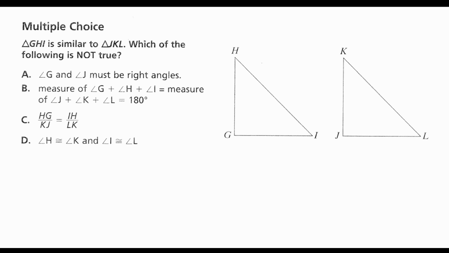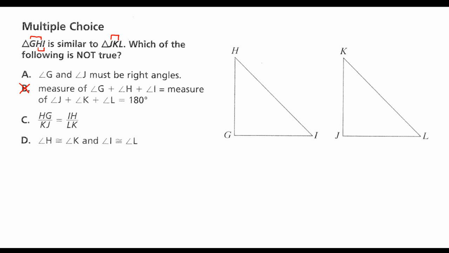And to me, that's a true statement because 3 angles of a triangle add up to 180, and G, H, and I fall in one triangle. J, K, and L fall in another, and notice how it says it equals 180. So that is a true statement, so it can't be B. If I look at letter C, I want to make sure that these ratios are corresponding sides. So GH or HG, notice that if I know they're similar, those are the first two letters. And notice that KJ are also the first two letters. So that first ratio makes sense.